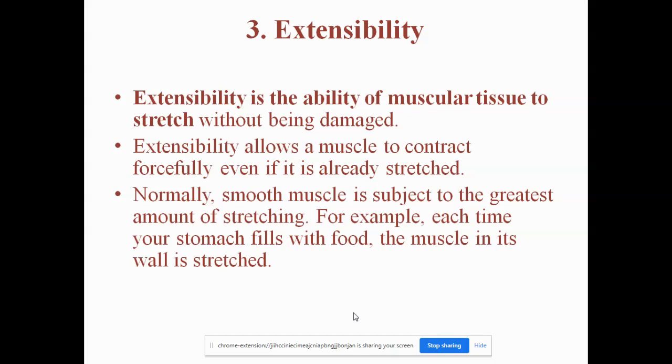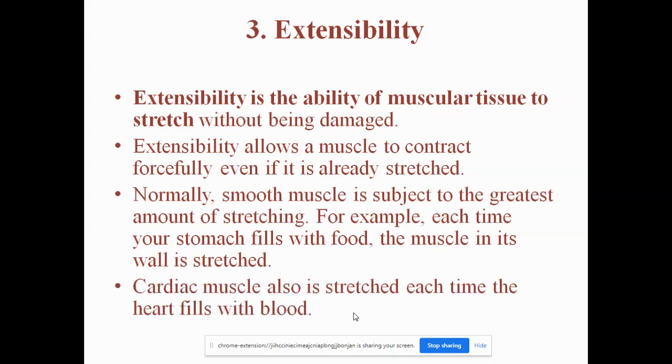urinary bladder. Normally, smooth muscles are subjected to the greatest amount of stretching because they form the internal parts of the body, and there are different storage organs. For example, each time your stomach fills with food, the muscles in the stomach wall are stretched to hold the food. This is called distensibility. Cardiac muscle also stretches each time the heart fills with blood.